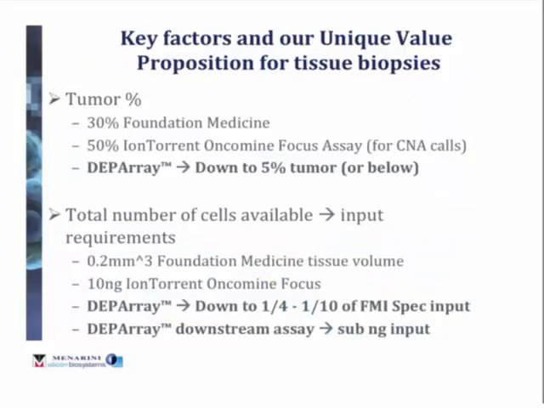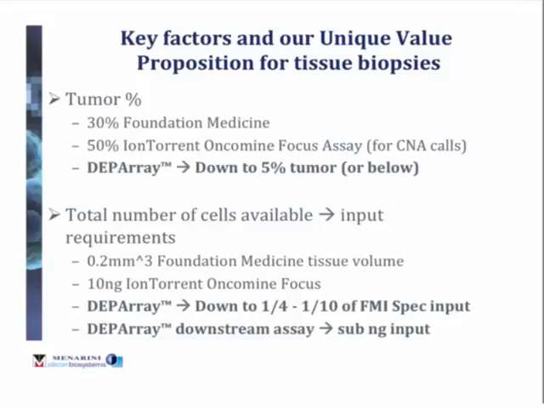So in this case, what we are able to do, thanks to DEPArray, is to address some of the key bottlenecks for ubiquitous implementation of precision medicine in every patient. The first one being tumor content. And if we look around, for example, at Foundation Medicine, the specification is that you need at least 30% tumor content. Or if you are going for a non-combined focus assay, which includes copy number aberration calls, the bar is even higher because you don't want your copy number to be diluted by normal cells, and so you require 50% purity. So with DEPArray purification, we can relax the constraint on the input sample tumor content down to 5% or even below. Actually, we didn't test samples with less than 5%, but this is what we know we can work with.